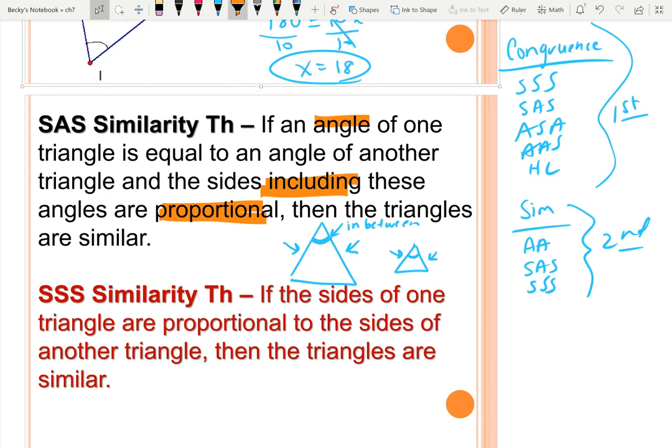Now the last one is SSS. If all the sides of one triangle are proportional to all the sides of the other triangle, then they are similar. So it's the same thing. You're going to check all the sides. They have to be corresponding and proportional.